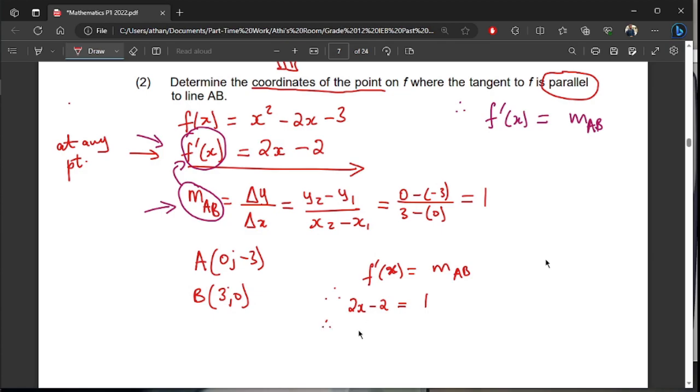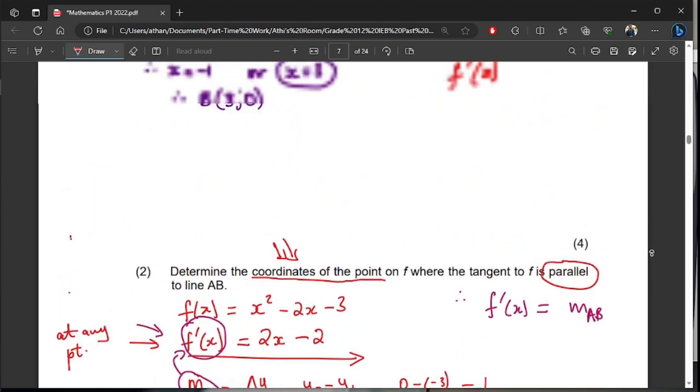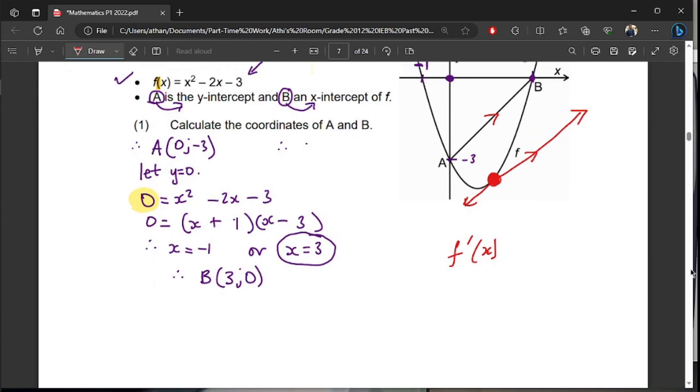Therefore, let's try to find x here. So we'll say 2x is equal to positive 2 plus 1, which is 3. When you divide that by 2, the answer for x is 3/2. Okay, now we found the value of x of this point. We need now the y value.